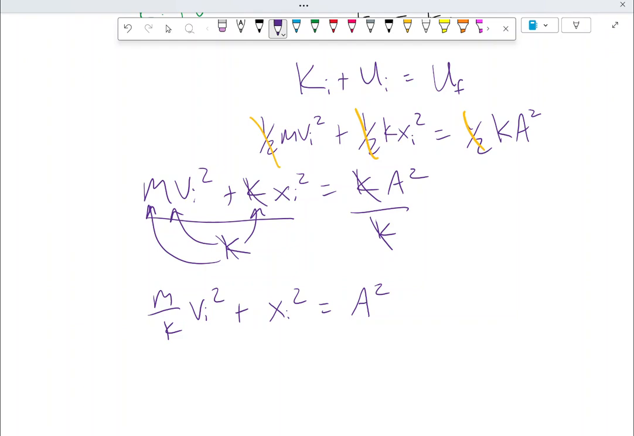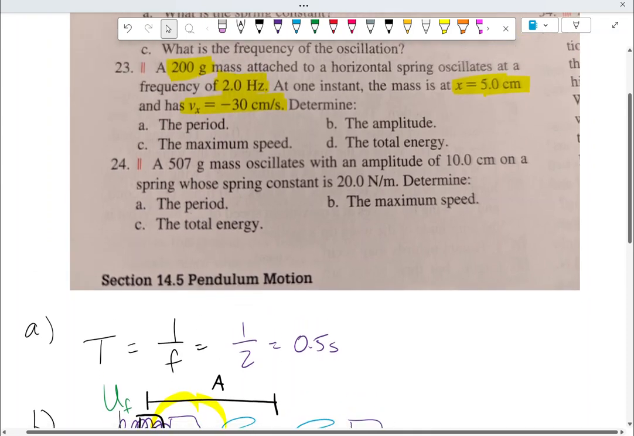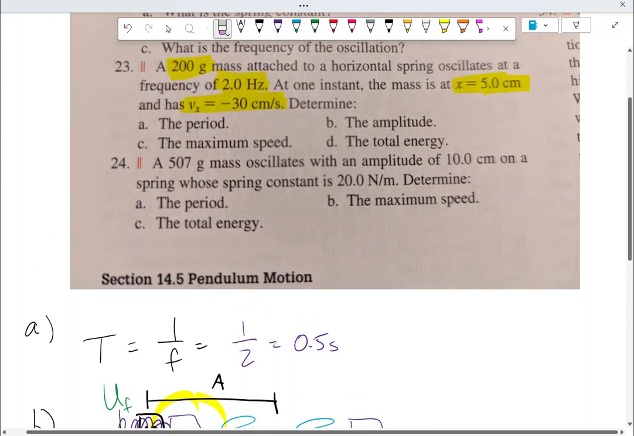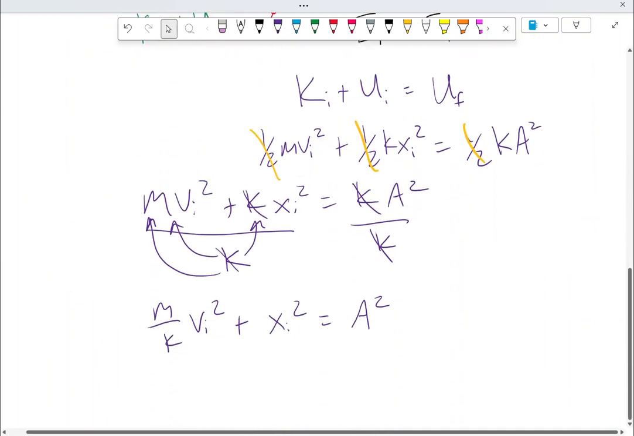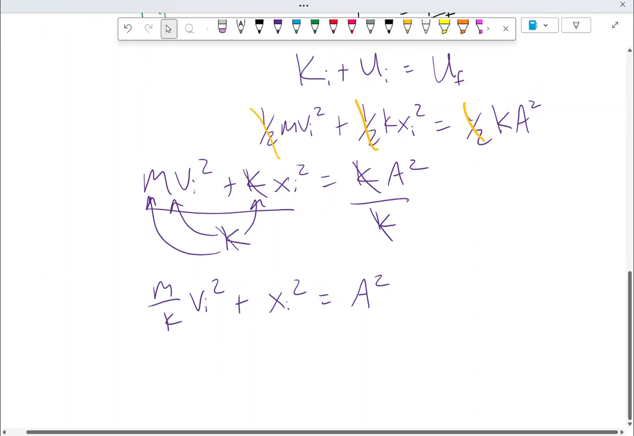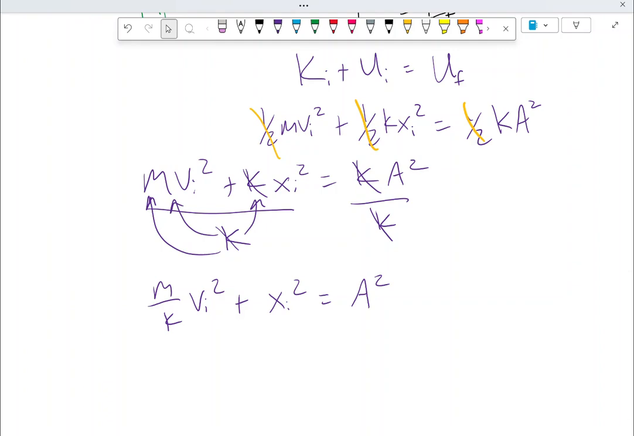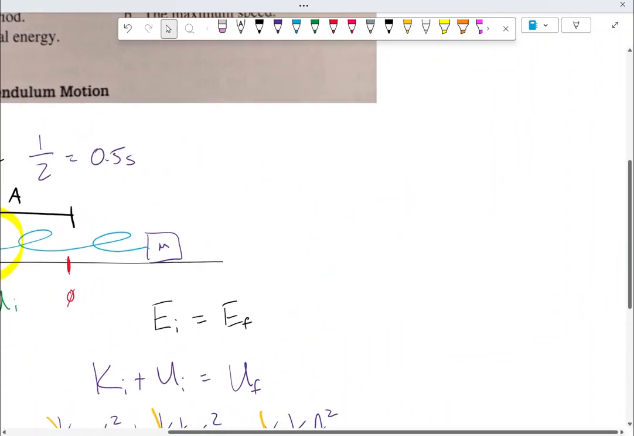Let's see. I know the speed, they gave me the speed, 30 centimeters per second. They also gave me the initial position, 5 centimeters. I'm going to convert those to meters, but I don't know the spring constant. And again, you might think, oh no, I don't know where to go from here. But I did just figure out the period.